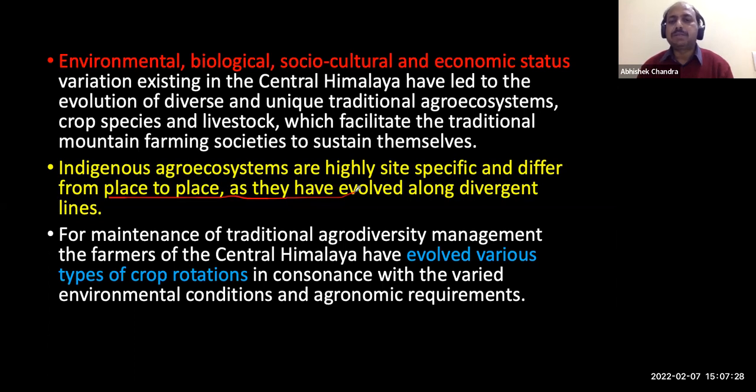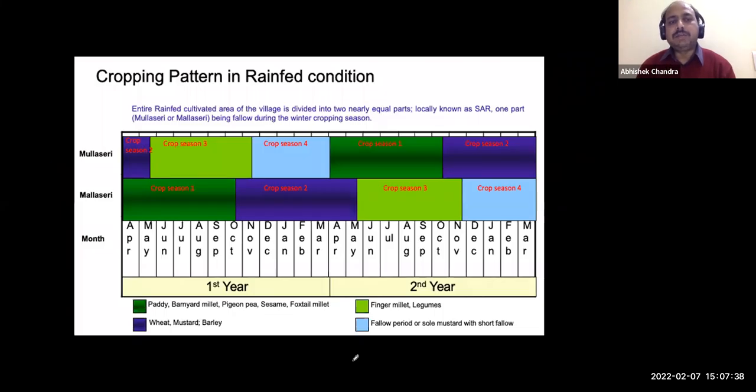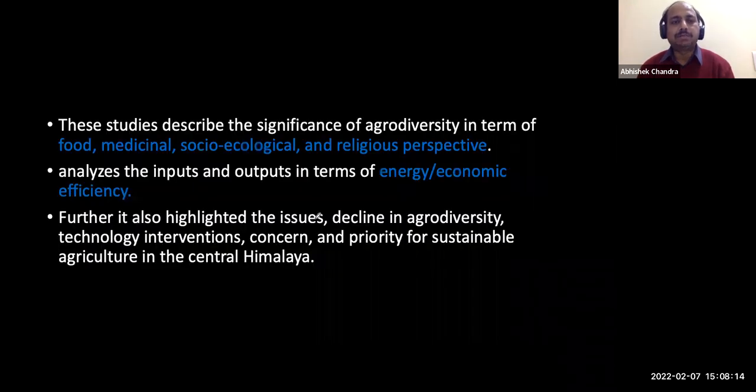They maintain traditional agrobiodiversity management and evolved various types of crop rotations, which we have already discussed. In the entire cropping pattern, they divide the entire village into two parts. One part starts in the even year and another part starts in the odd year. So every year they get much more biodiversity, agrodiversity, and crop production, an entire crop, because they are less dependent upon the road. Up to here we discussed in the previous session.